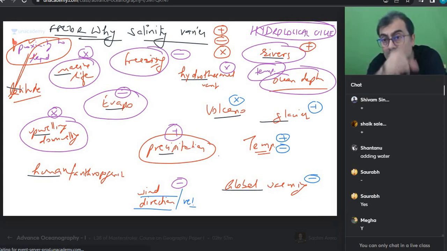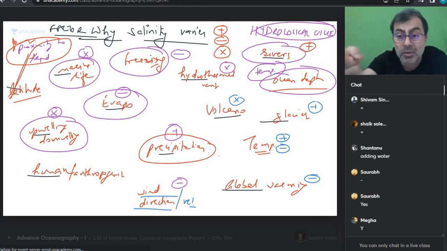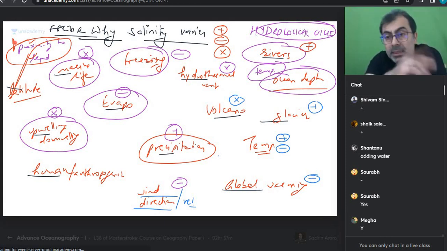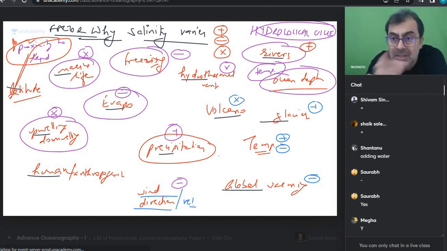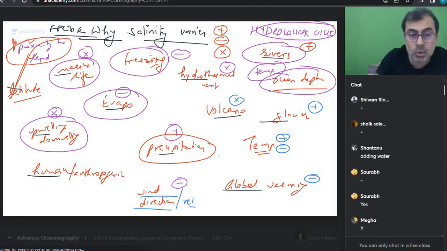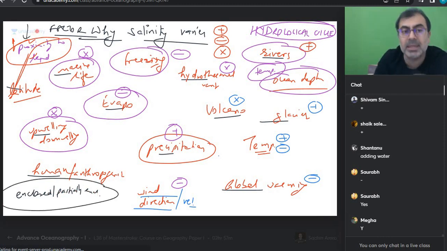Can I say proximity of land will decide the amount of evaporation? And in turn, what will it do? It will decide the salinity of especially what? Enclosed or partially enclosed water bodies. Understood? Now these are technical terms. Enclosed water bodies or partially enclosed water bodies. Their salinity will be impacted by their proximity to land. Understood? Is everyone okay?